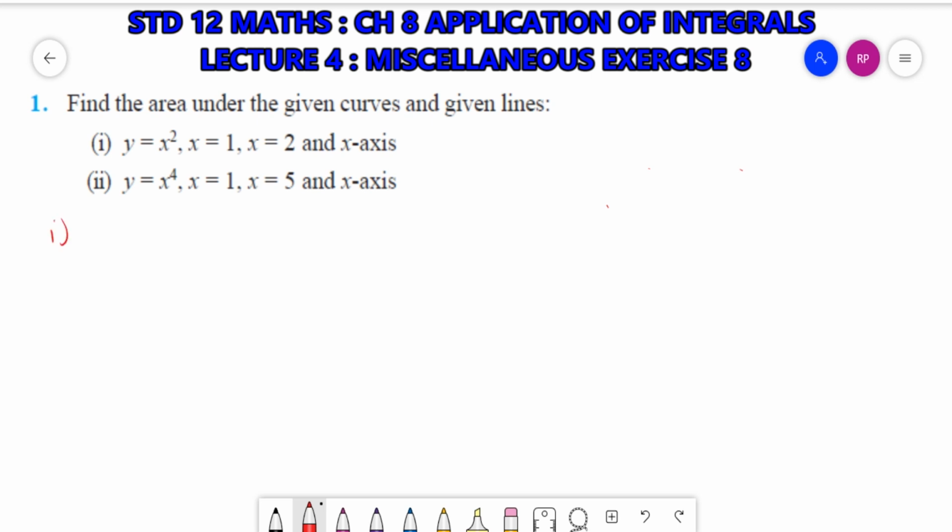First one, y is equal to x square, and x equal to 1, x equal to 2 and x-axis. Now see, in some questions, you can directly find out the area by taking the integrals without drawing the curve. Here you know that y equal to x square is a parabola, that will be in the upper part. So it's x equal to 1 and 2, you can directly find out that A is equal to modulus of I, where I is equal to integration from 1 to 2 x square dx.